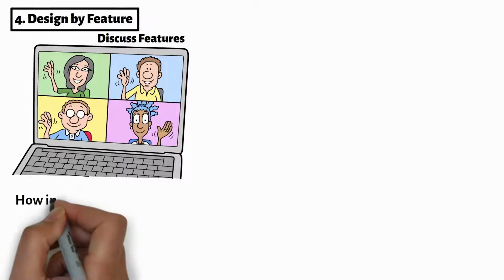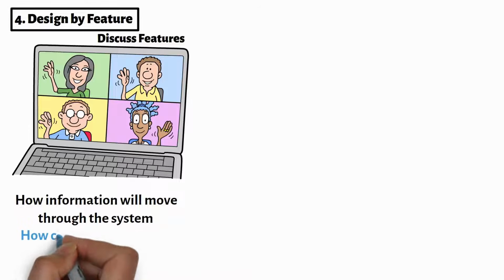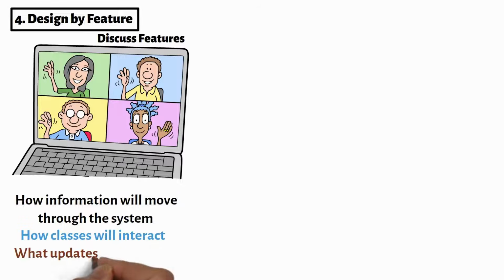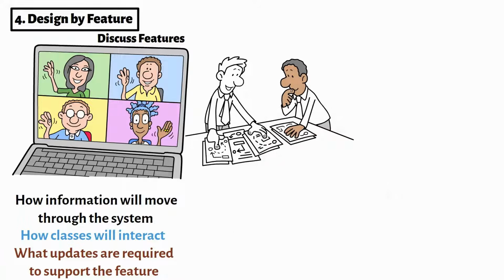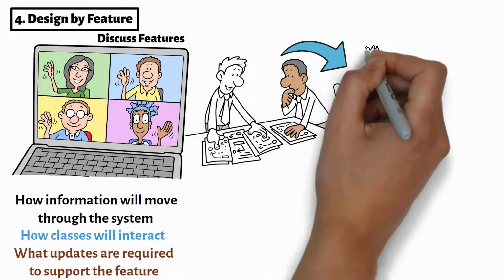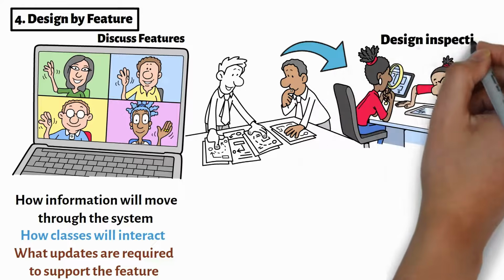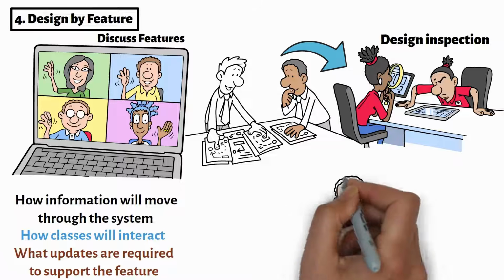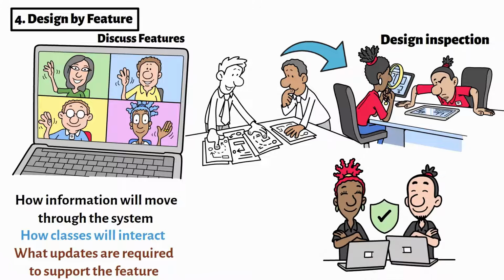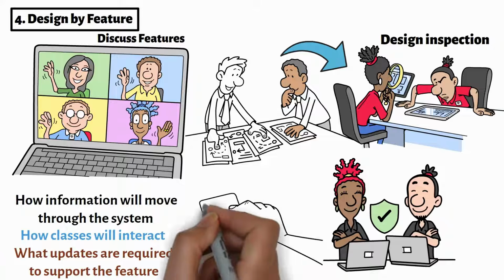They clarify how information will move through the system, how classes will interact, and what updates are required to support the feature. The team may create simple design diagrams to illustrate these interactions. After that, the design goes through a design inspection to verify quality and alignment with the overall model and architecture. By the end of this step, the feature team has a clear and agreed-upon design that is ready for development.